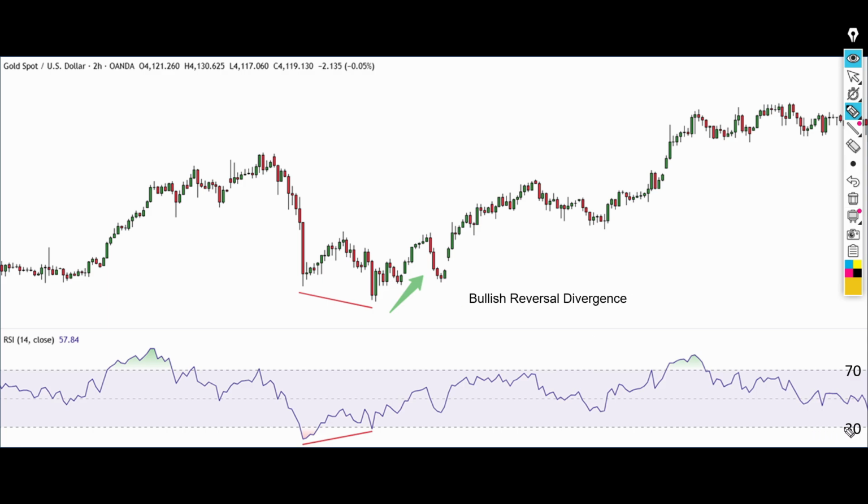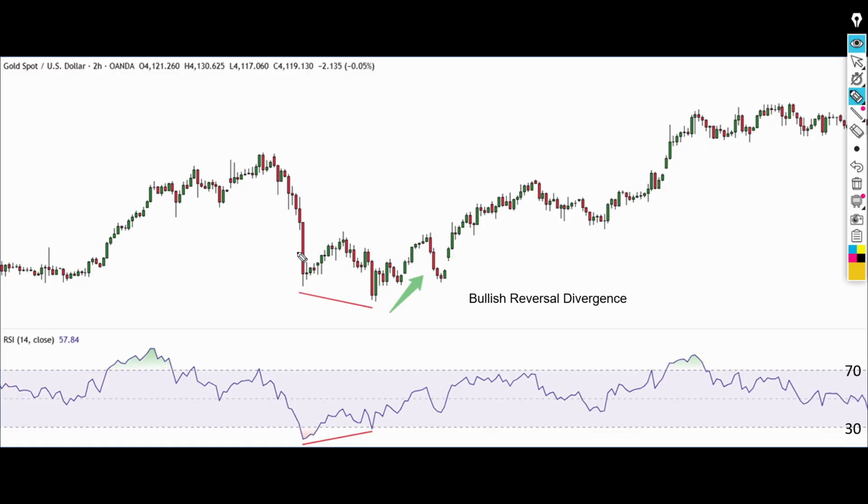One is 30, called the RSI lower band, and the RSI upper band is at the 70 level. If the RSI reading is above the 70 level, it indicates there is strong buying momentum and the asset is in overbought conditions. Hence, there is a probability that there could be a potential reversal from this particular point. Similarly, if the RSI reading is below the 30 level, it indicates there is strong selling momentum and the asset is in oversold conditions. Hence, there could be a probability of a potential reversal to the upside.